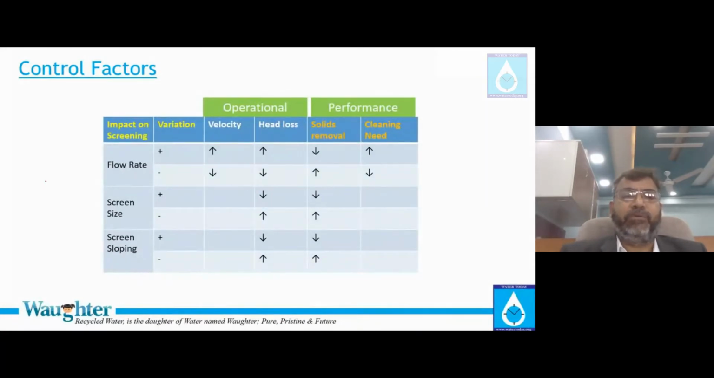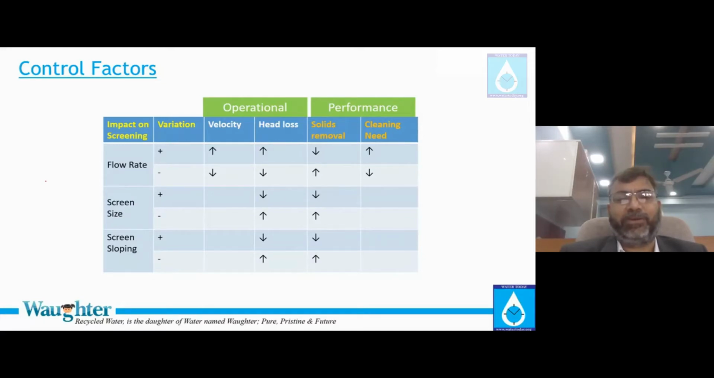When it comes to the control factor of the screen, there are two things: one is operational and the second is performance. They have to perform well with solid removal, so they should be good at that. But they also should not create any velocity problems or head loss problems. If the flow rate goes up, the velocity goes high, and the head loss through the screen also goes high. It should not happen that the screen gets choked with very high head loss. If head loss is high, the level at the front of the screen will increase and that will create backflow, so one has to design to avoid that. That's the only control factor.